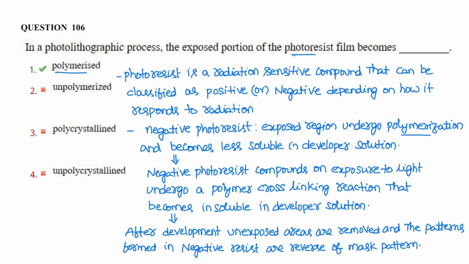Negative photoresist compounds, on exposure to light, undergo a polymer cross-linking reaction and become insoluble in developer solutions. After development, unexposed regions are removed and the pattern from negative resist is the reverse of the mask pattern. The exposed portion of the photoresist film becomes polymerized. So the correct option is 1.